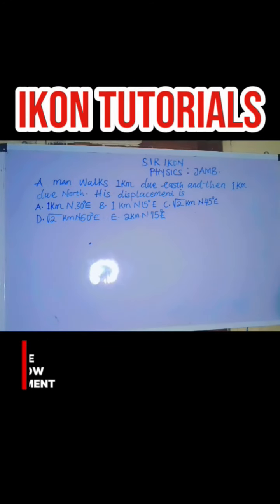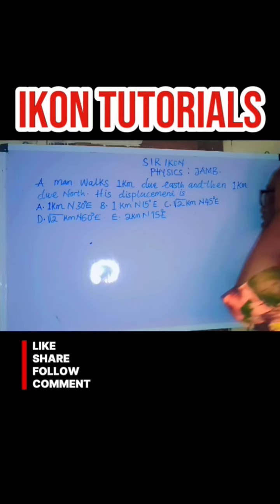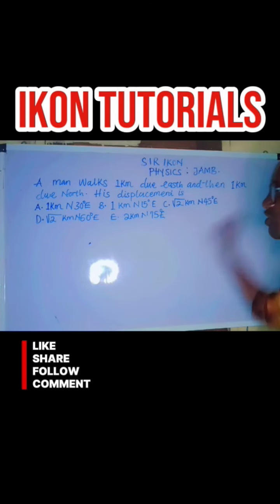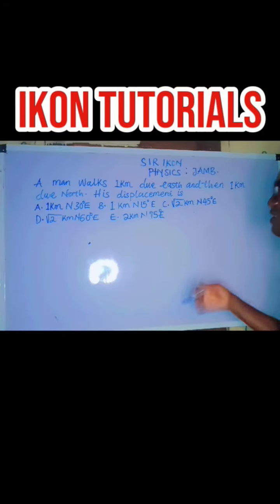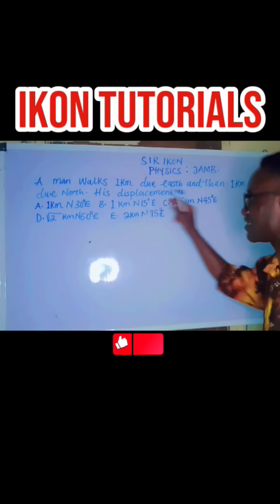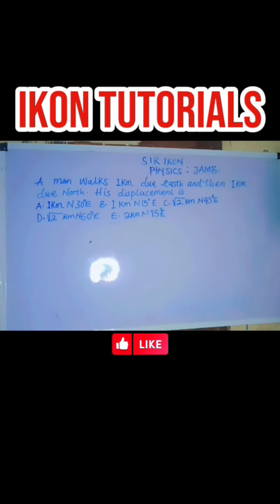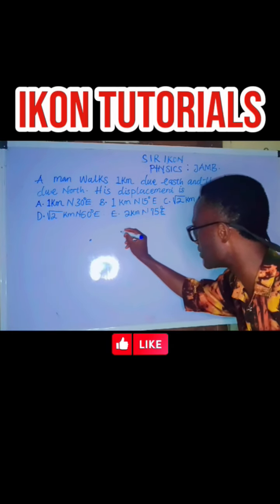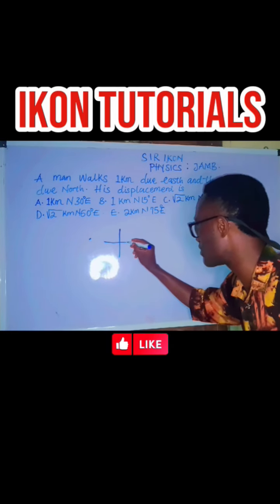So let's consider this JAMB question. It says a man walks 1 kilometer due east and then 1 kilometer due north. His displacement is... remember, displacement is something as resultant. So before you solve this question, you're supposed to know your 4 cardinal points very well.